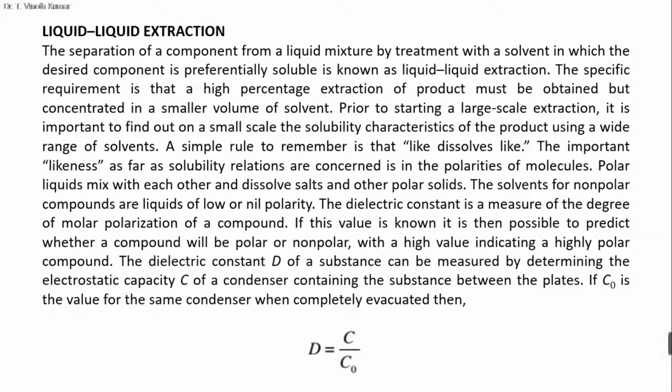Okay, the dielectric constant D of a substance can be measured by determining the electrostatic capacity. So this electrostatic capacity is C, that is C divided by C0. C0 is the value of the same condenser when completely evacuated. So D is equal to C divided by C0.